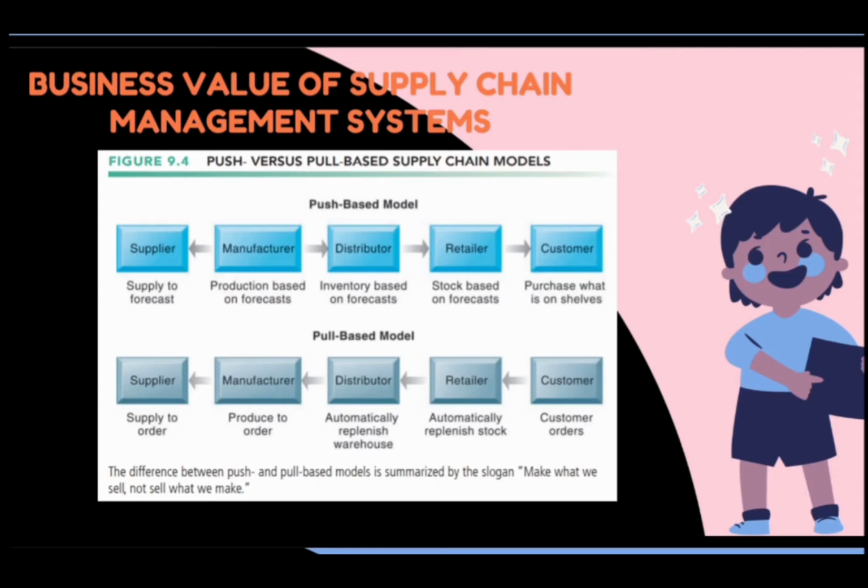So, the business value of supply chain management systems. By implementing a networked and integrated supply chain management system, companies match supply to demand, reduce inventory levels, improve delivery service, speed product time to market, and use assets more effectively. Figure 9.4 shows the push versus pull-based supply chain models. The difference between push and pull-based models is summarized by the slogan, "Make what we sell, not sell what we make."